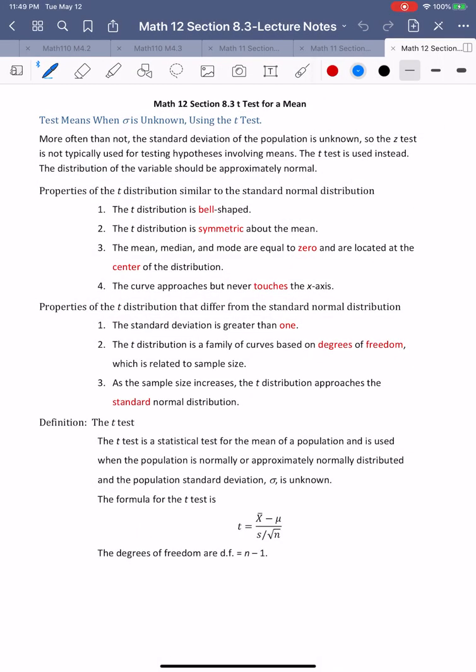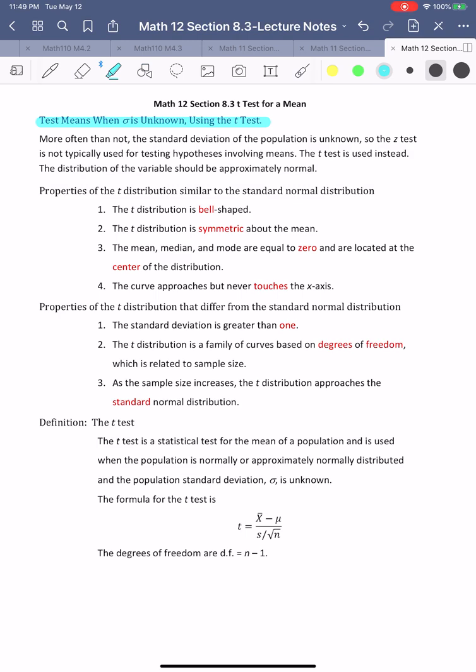Hello, this is section 8.3, t-test for a mean. So when we test a mean, but this time sigma is unknown, we're using the t-test. You have to remember: test the mean when sigma is unknown using the t-test. Most often than not, the standard deviation of the population is unknown.